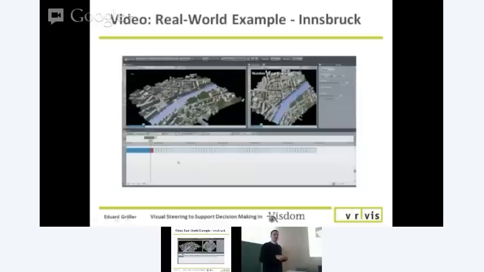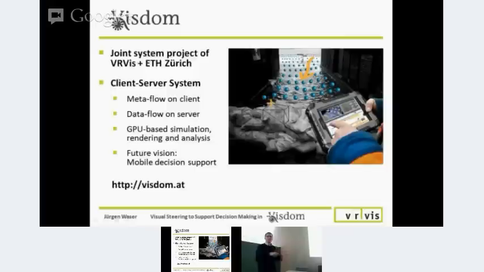There's also a possibility to sketch your elements. Maybe you are not sure where you would like to position your barriers. You have a sketch interface, and with this sketching, you can position these elements. But I'm not going into much detail in that. There's a web page where you can see some videos and some further information on this system.